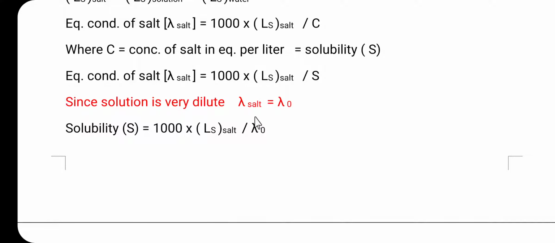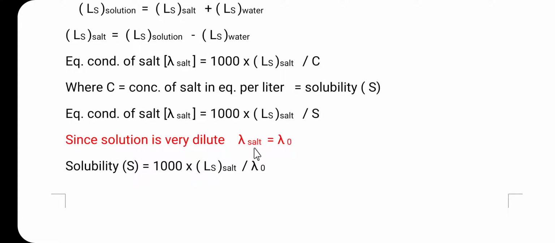If we consider AgCl as the sparingly soluble salt, then as per Kohlrausch law, lambda 0 for AgCl is equal to the equivalence ionic conductance of the Ag plus ion at infinite dilution plus the equivalence ionic conductance of the Cl minus ion at infinite dilution. The equivalence conductance values of the cation and anion are substituted from the table. So it is possible to calculate the equivalence conductance of the salt at infinite dilution for the sparingly soluble salt. This value is substituted here. LS is the specific conductance of the salt, which can be determined by using this equation, and here it is possible to calculate the solubility of the sparingly soluble salt.